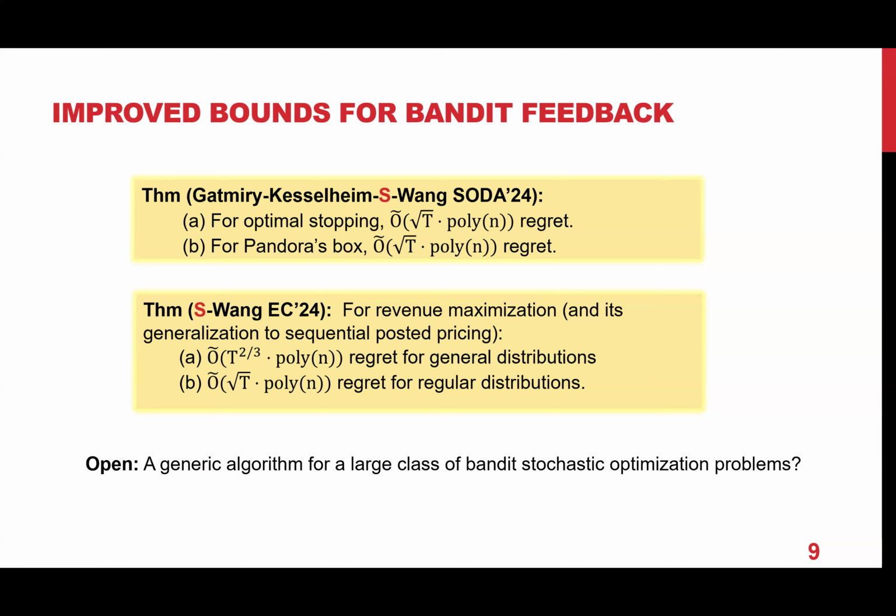So one open question in this direction is coming up with a general technique that gets you something better than t to the 2/3 for a large class of stochastic problems with bandit feedback. Currently we don't have a very good understanding of this.